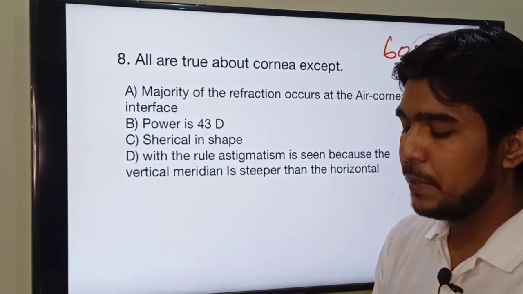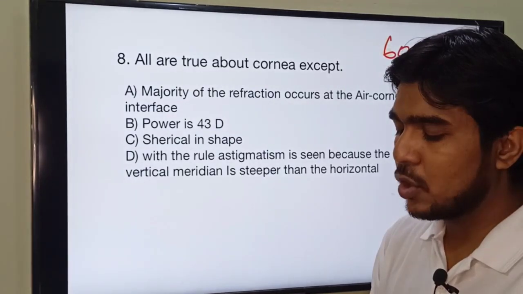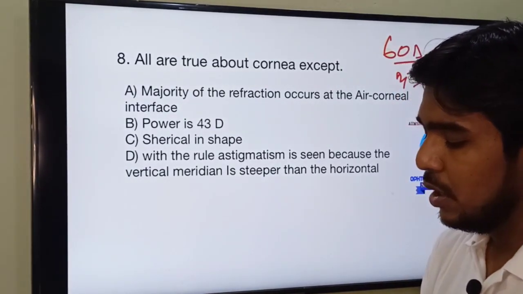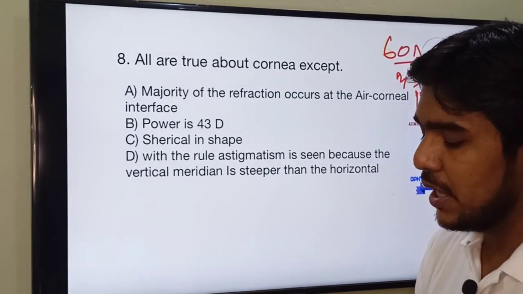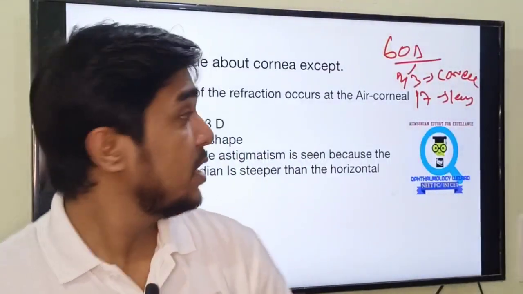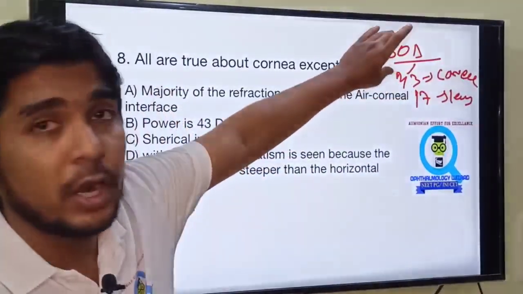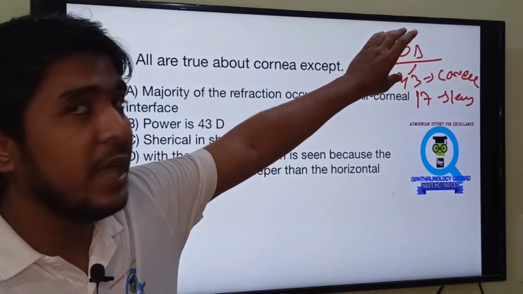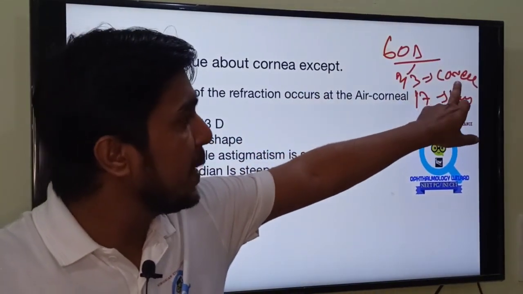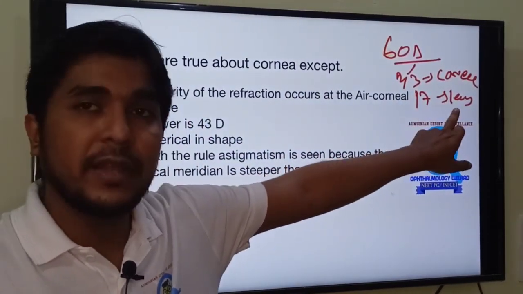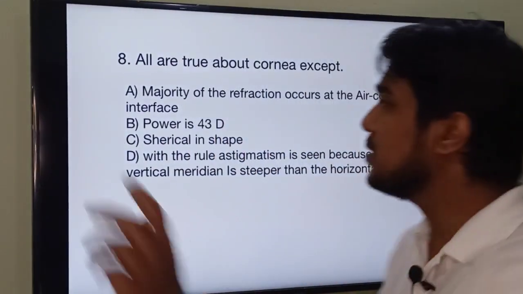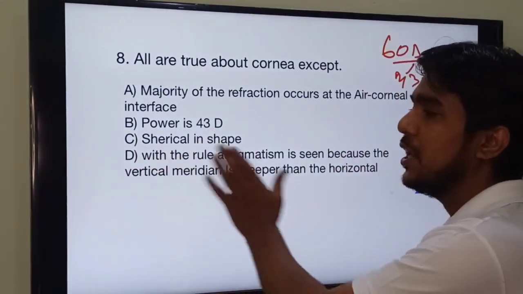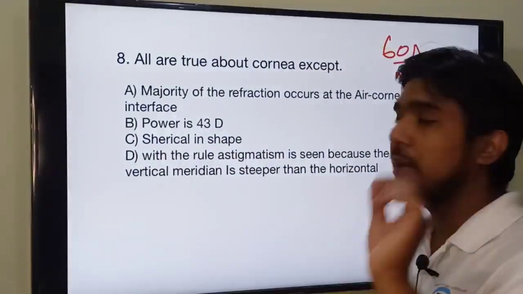60 diopter is the overall power, where 43 is by the cornea and 17 by the lens. So you can understand the 60 diopter is the overall power of the eye, 43 contributed by the cornea and 17 contributed by the lens. So this statement is also true. Spherical in shape, we will come to that.